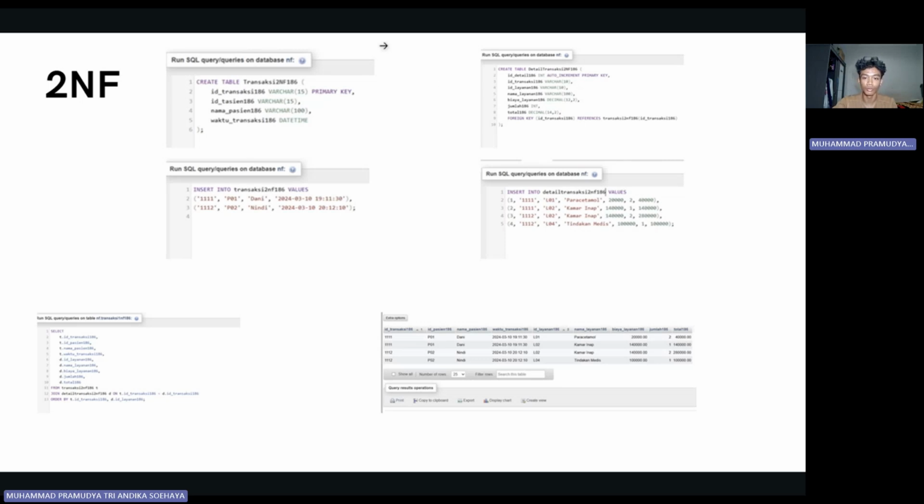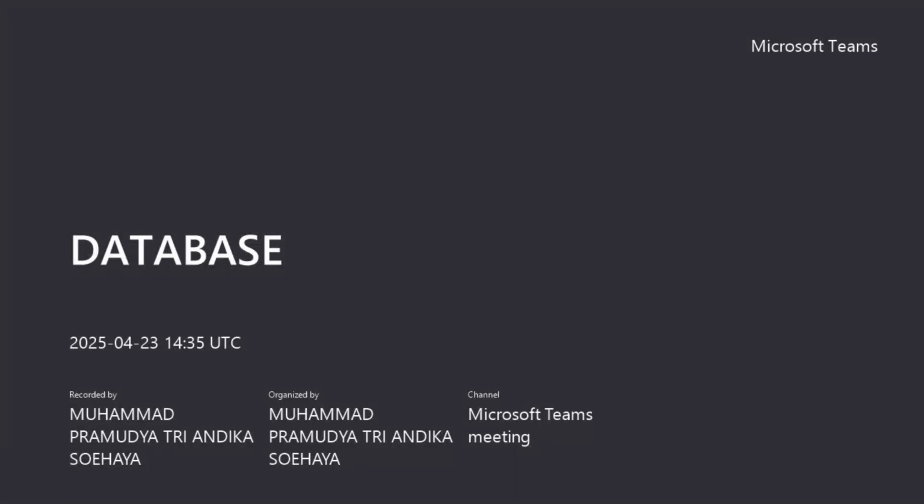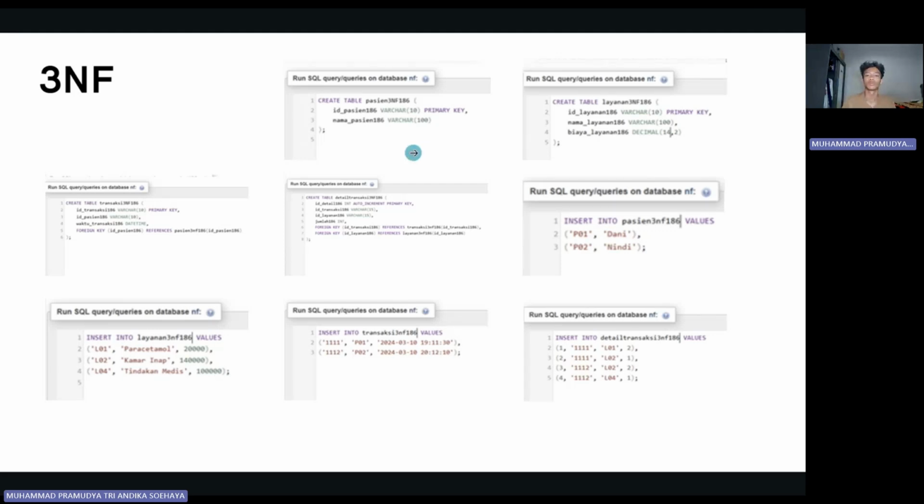Okay, we're going to move on to the last normal form, which is the third normal form. Okay, we have the third normal form here. From the normal form, we should create the tables one by one: patient 3NF, layanan 3NF, transaksi 3NF, and then the data transaction 3NF. Also, we should store the data one by one into patient 3NF, layanan 3NF, transaction 3NF, and then the data transaction 3NF.